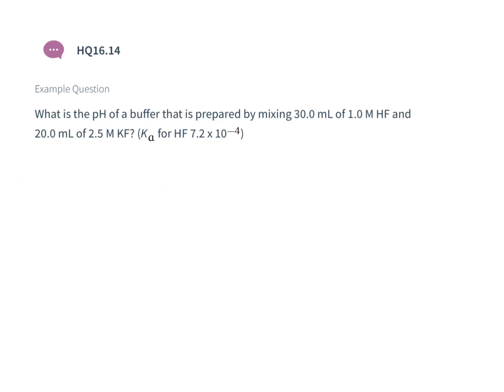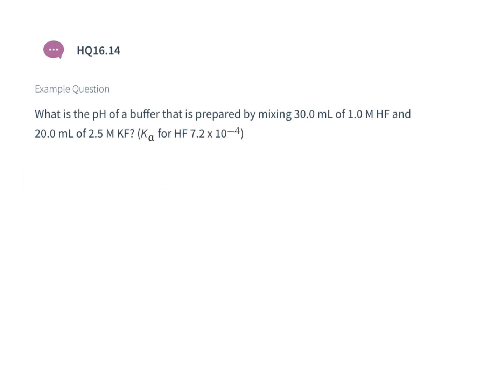For question 16.14, we're asked for the pH of a buffer that's prepared by mixing 30 milliliters of 1 molar hydrofluoric acid and 20 milliliters of 2.5 molar potassium fluoride, given that the Ka of hydrofluoric acid is 7.2 times 10 to the minus 4.